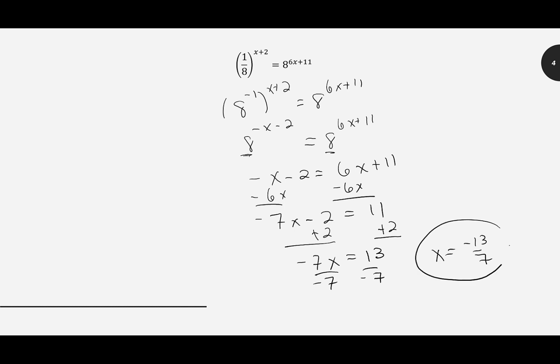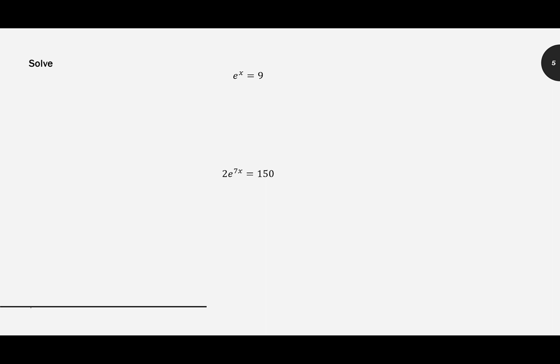I would leave it like this. This is exactly the answer. If you put it in the calculator, you get a really long answer, and it does kind of repeat. You see it's negative 1.857142857, right? It's going to start over. Don't do that. Leave it as a fraction. That's the best answer.